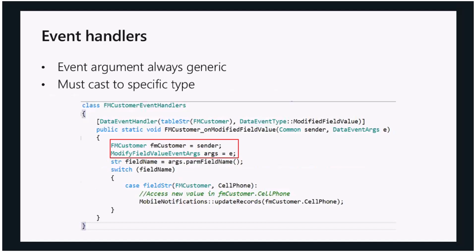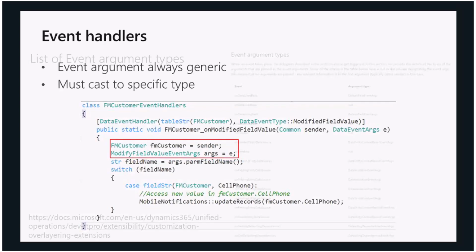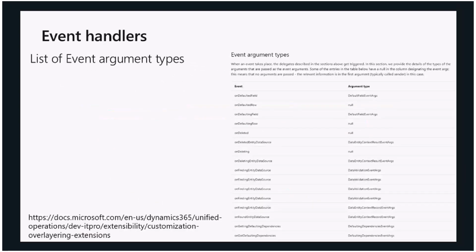Now the parameters of an event are always generic and must be cast to the specific types. The exact types depend on the underlying object and the exact event being raised. Now, this is an example of a table modified field value event. So we are passed the table buffer as the first argument and a modify field value event args parameter as the second. Now on the Microsoft Docs site, we have a full list of the events and their argument types. I recommend using this heavily when building any solution utilizing eventing.